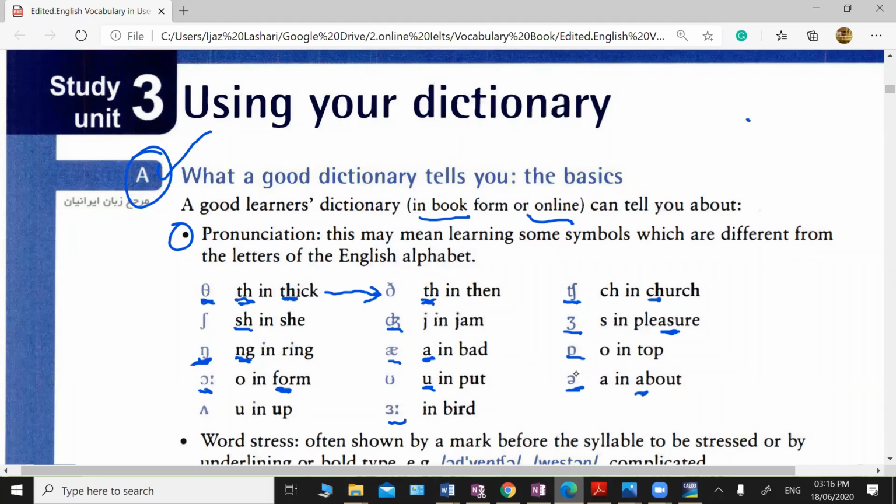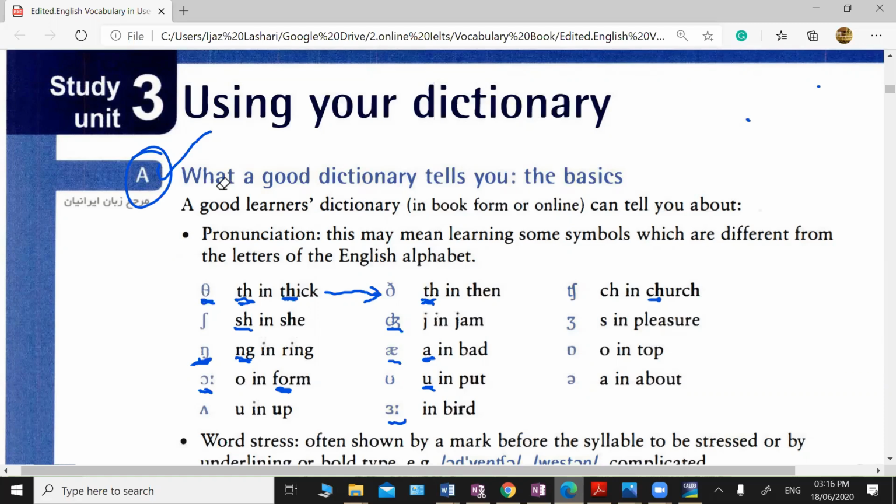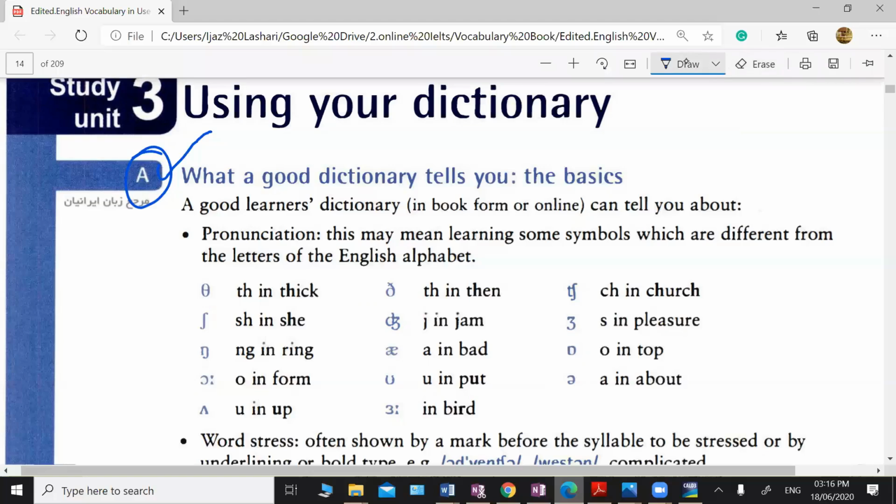Maybe you can use certain applications for learning more about these symbols and the sounds. So next time when you look at a word in the dictionary, you will understand how to pronounce the word while you are looking at these symbols. These symbols mainly help you when you are looking into the dictionary, online or hard copy, whatever dictionary you are using. These symbols help you to understand the pronunciation.